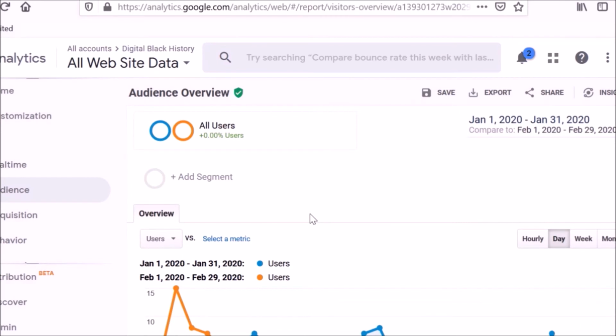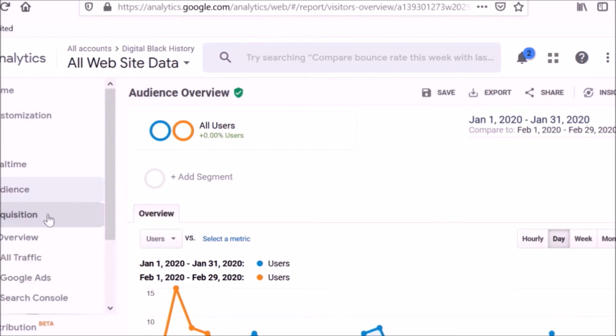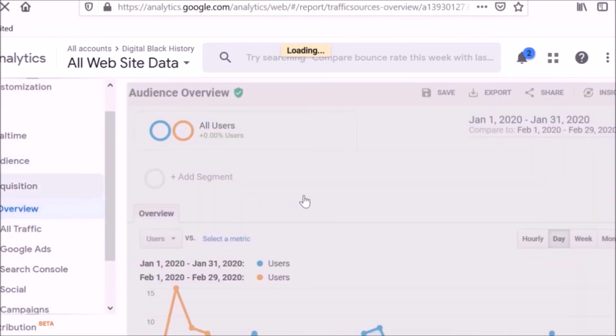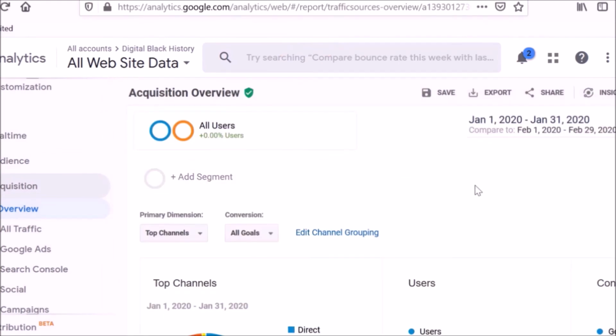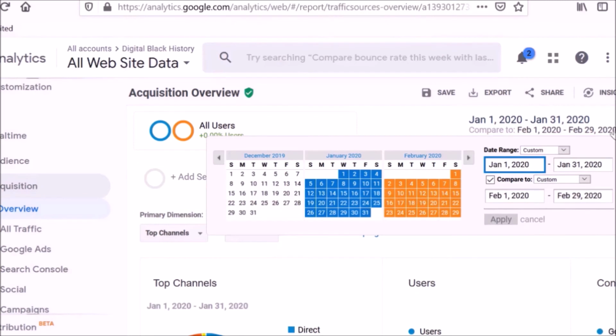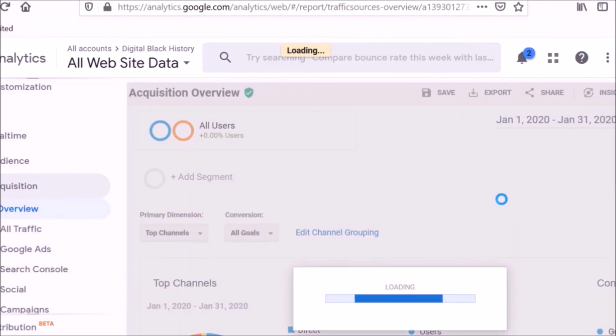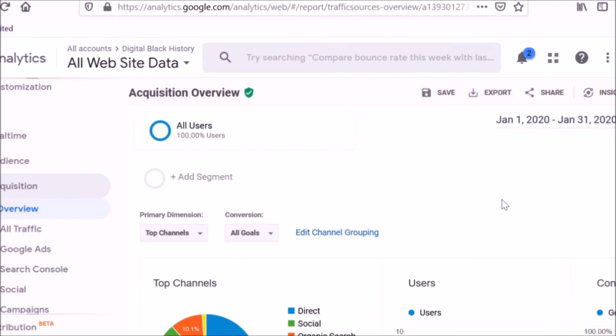Now let's go ahead and go to the acquisition overview report. I can click on Overview. And it's going to show me the same time period. I'm just going to remove the February month so it's a little bit cleaner to see. All right, so we're looking at January again.